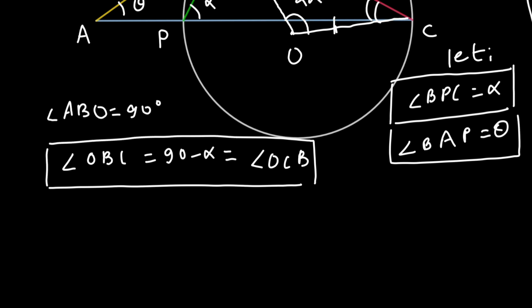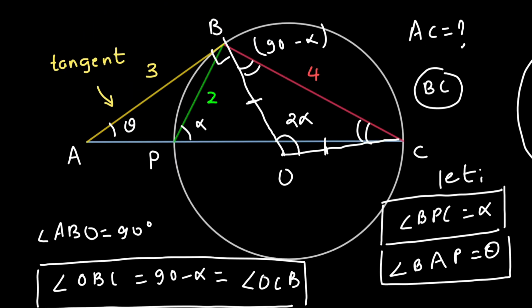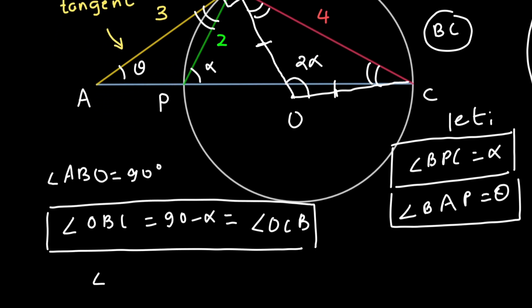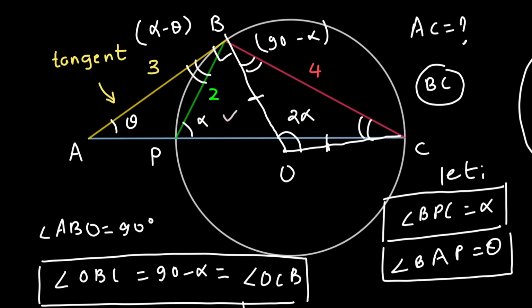So by using the same property over here, we can get the value of the other interior angle, that is this particular one, and it would be equal to alpha minus theta, okay? So what we have just got is the value of the angle ABP, and that is equal to alpha minus theta, okay? Now look carefully in this particular diagram.